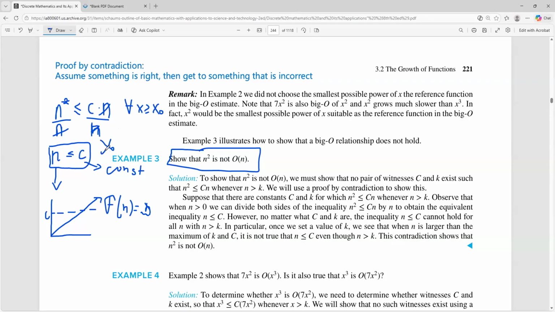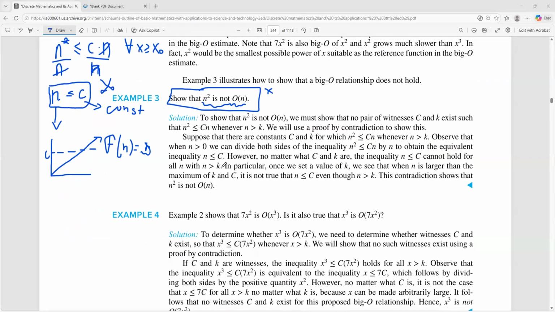Contradiction. So what we initially assumed, that n squared is big O of n, is wrong. So it has to be the case that n squared is not big O of n. And you see the proof right here. Any questions about that? Everyone okay with that notion? We'll do one more proof by contradiction.